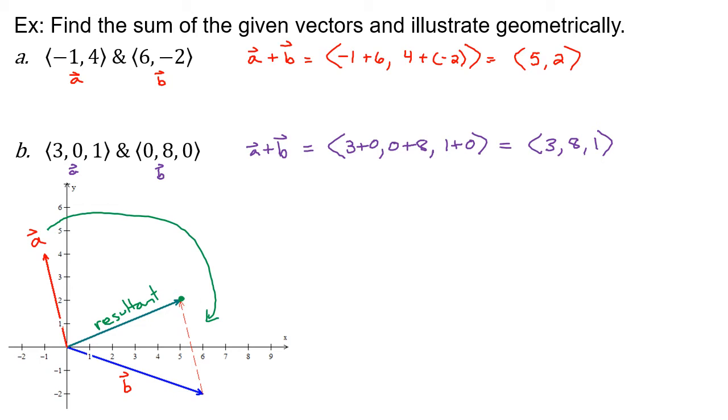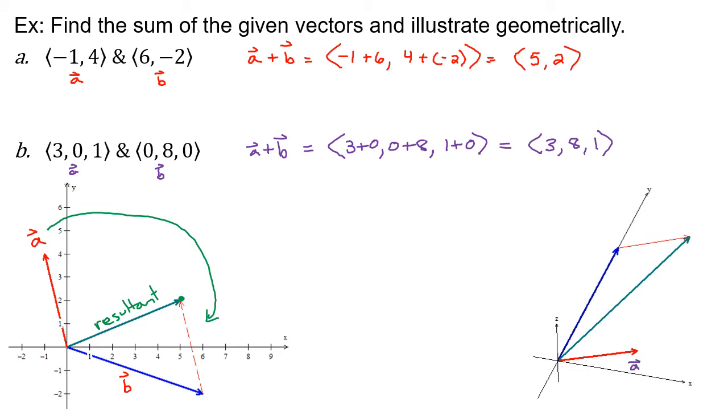It would look like this. 3, 0, 1 would be this vector down here, the bottom one. This would be vector A. The one on the y-axis, the 0, 8, 0, this would be vector B. And it's kind of hard to notice, but vector A is actually directly above the x-axis. So this one's directly above. It would make a triangle there.